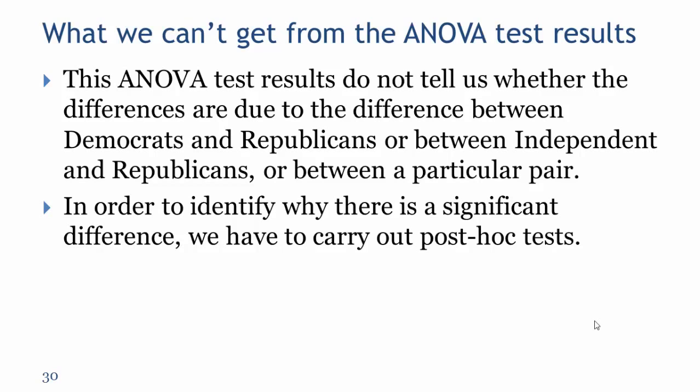So that's all we can get out of an analysis of variance. Now, what we can't get from the ANOVA test results. This test result does not tell us whether the differences are due to the difference between Democrats and Republicans, or between Independent and Republicans, or between a particular pair. All we can say is that there is a difference between these three political parties. So in order to identify why there is a significant difference and which particular pair is significantly different, we have to carry out some post hoc tests, which I will discuss in some other videos.